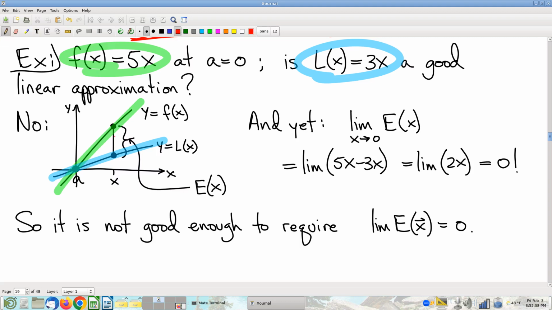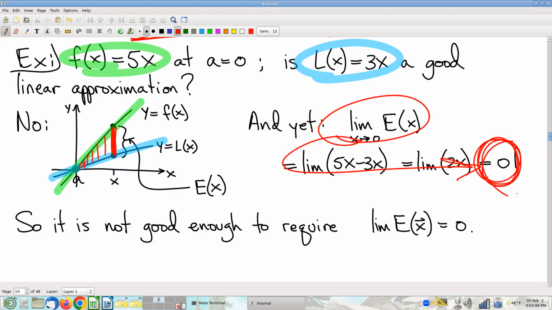Tragically, you look at the error here. I can draw a picture of it. There it is. There's the error. And as I get closer and closer to the origin, that error indeed does actually approach 0. So requiring only that the error should approach 0 does not eliminate this in its claim to be a good linear approximation of that function.